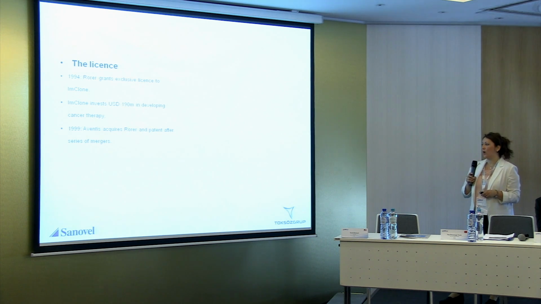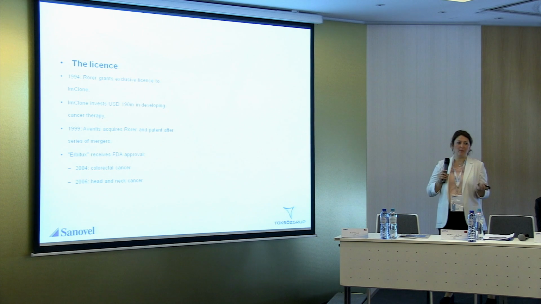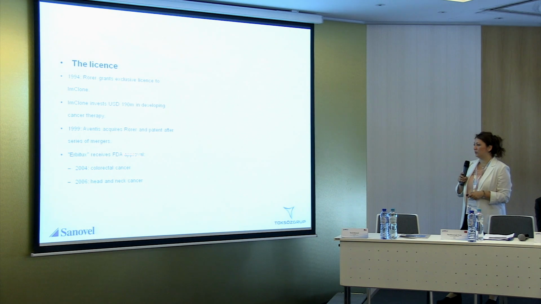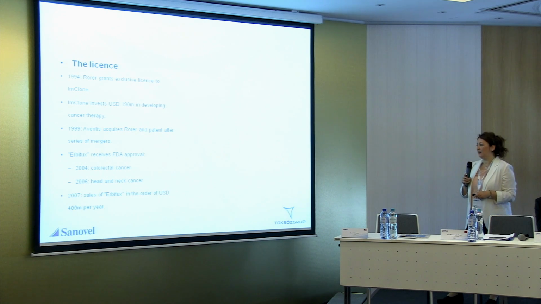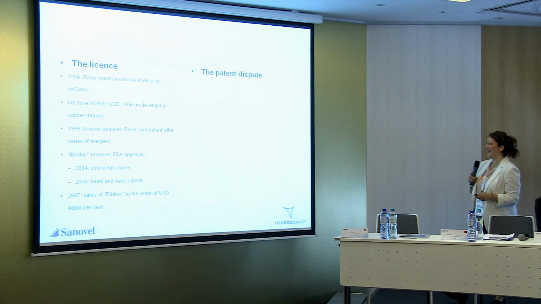In 1999, Aventis acquires Rohrer and the patent after a series of mergers. The name of the drug is Erbitux, and it receives two FDA approvals. One is in 2004, for colorectal cancer. The other is in 2006, for head and neck cancer. Very important: the sales of Erbitux are in the order of USD 400 million per year. It's a very good invention, I can say.